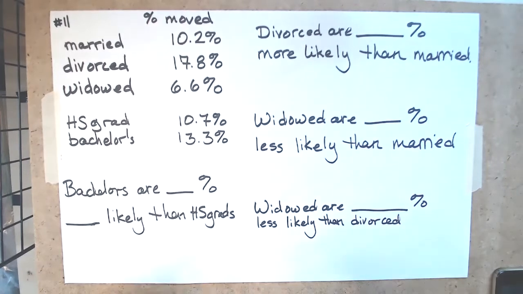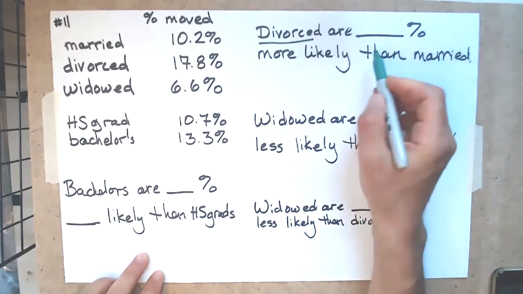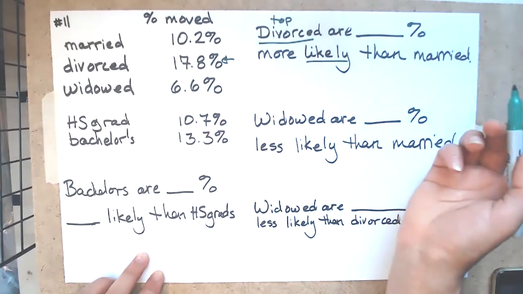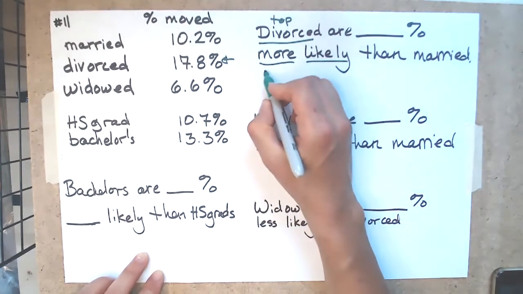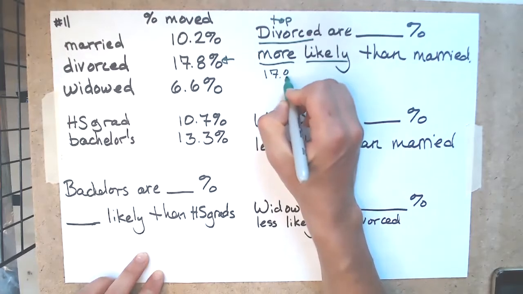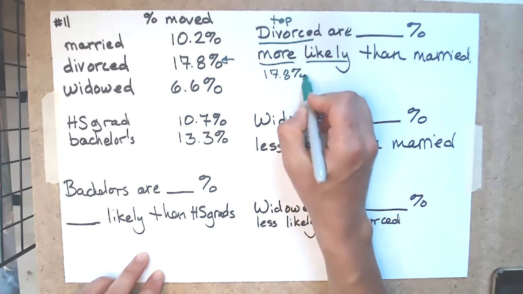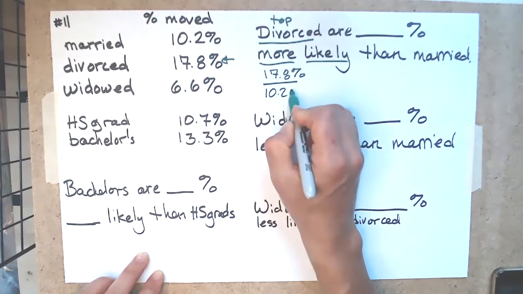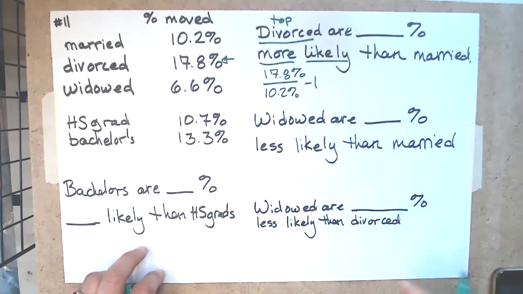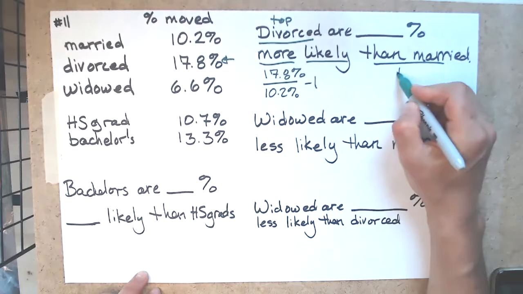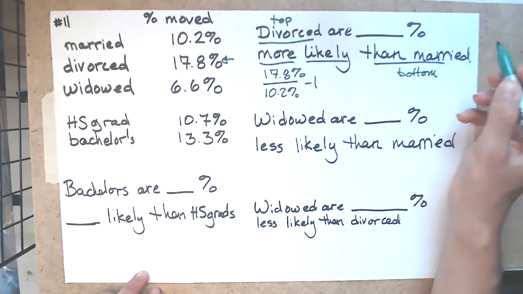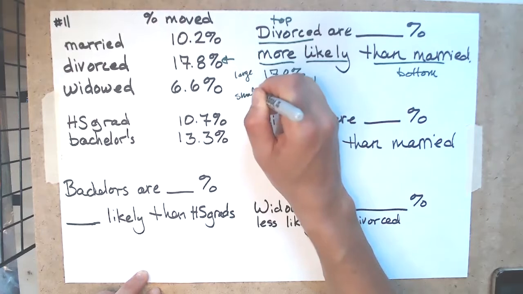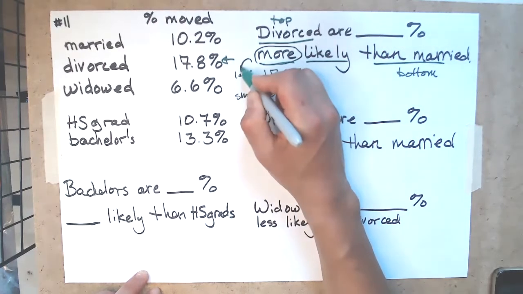And the first question asks us, divorced people are how much more likely to move than married people? So divorced goes on top because of the more, the larger number goes on top. So we would be looking at 17.8% than married people. So the number for married people is 10.2%, and then we subtract 1. So than married, that goes on the bottom. Also large over small because of the more.